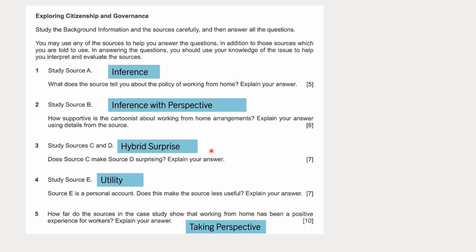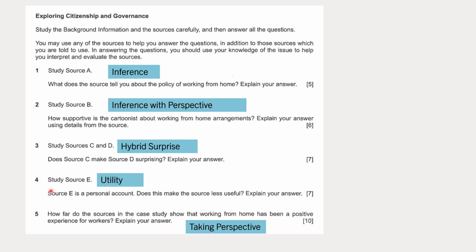So sometimes we call this question a hybrid surprise because it requires you to make comparison between source C and source D, and you are supposed to evaluate source C. And when we evaluate source C, we look at cross-reference. That is why it is called a hybrid surprise. It is a mixture of compare-contrast as well as cross-reference.